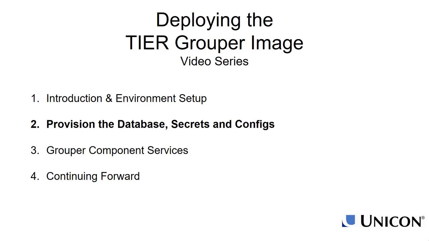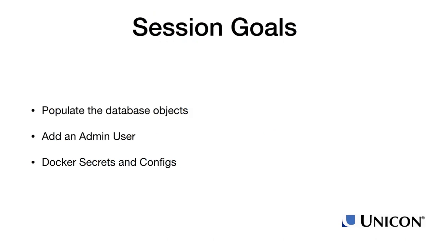In this video, we'll continue our work deploying the TIER Grouper image. We will be provisioning the Grouper database and working with the Docker secrets and Docker configurations, where we'll store the Grouper sensitive information as well as environmentally specific configurations. So in this session, we will populate the Grouper database objects. We will add an administrative user, and then we'll set up our Docker secrets and configs.